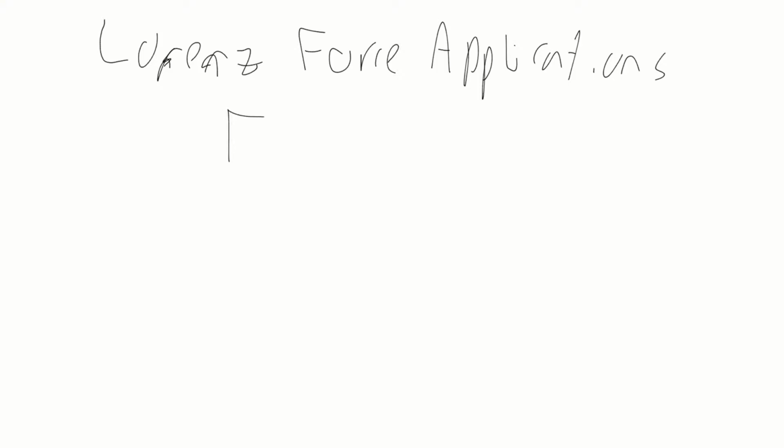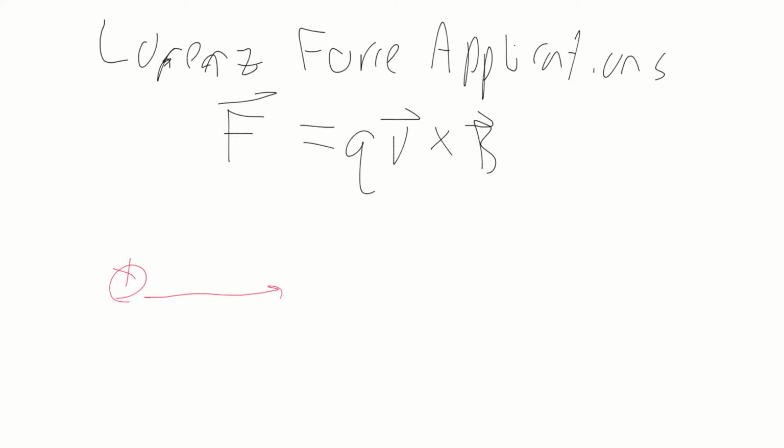So it's going to be F equals QV cross B. So it's going to be a force that is perpendicular to the direction of velocity and the magnetic field. So I'll give you an example to give you a feel for how this is going to work. Let's say we have any positive particle. It's moving this way, and it's in a field that goes into the page.